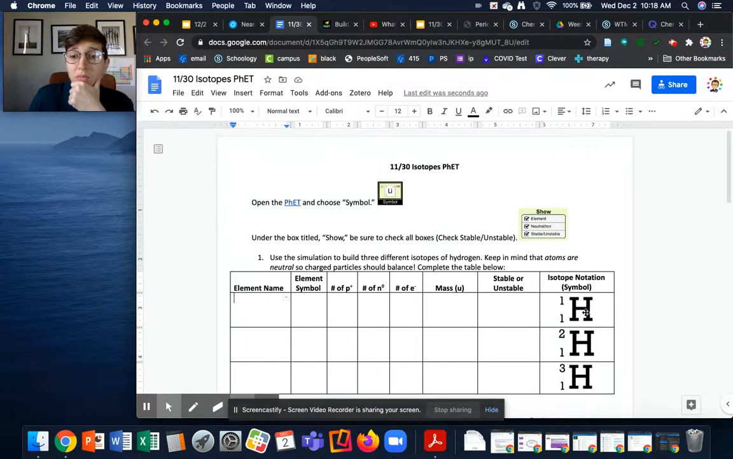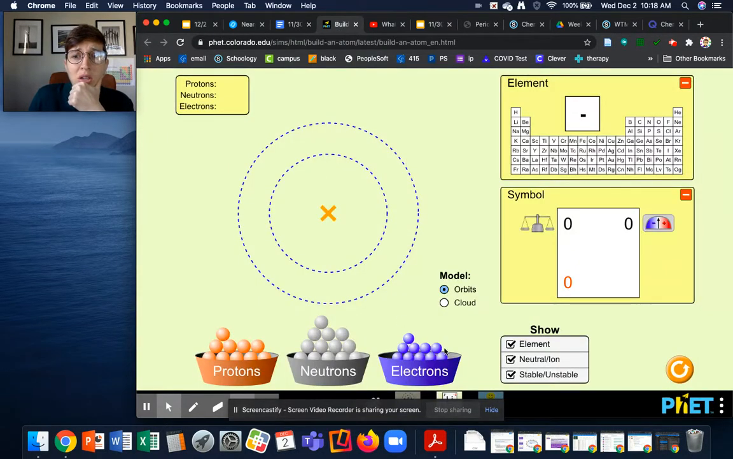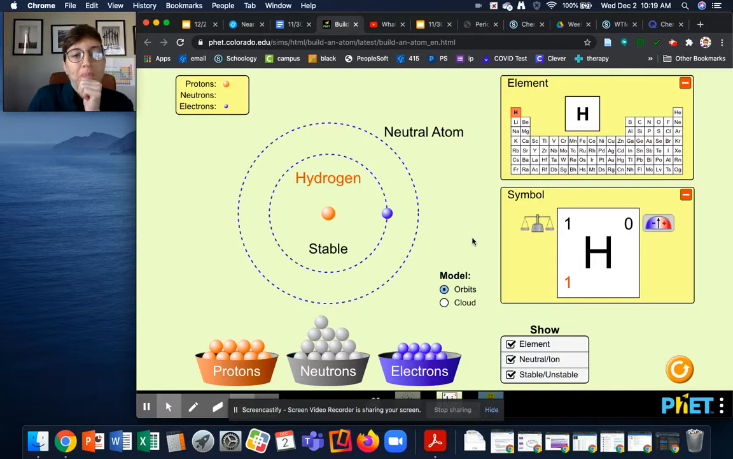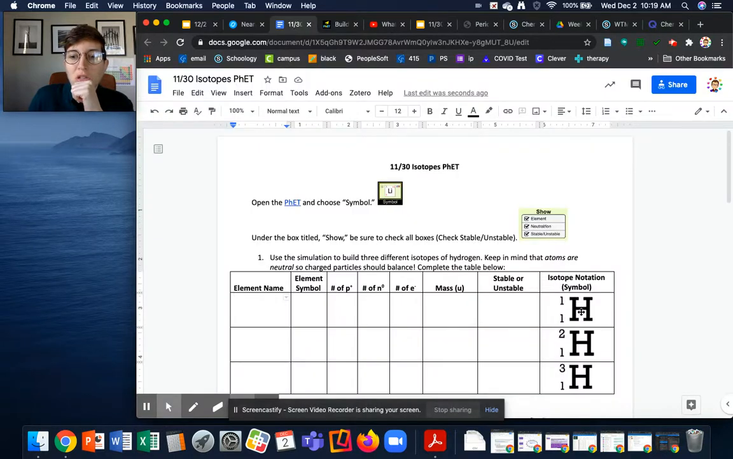So the first one, we want to build hydrogen. So we add 1 proton and it becomes hydrogen, but we don't want a positively charged +1 ion. We want a neutral atom. So we need to add a negative blue electron, and now it's a neutral atom. Okay, so if we look here at our symbol notation, we have a 1 on the top left and a 1 on the bottom left. So that matches here. We have a 1 and a 1. So we have made this isotope.